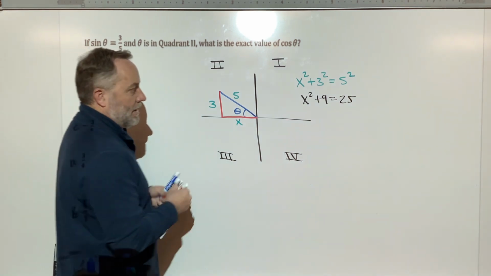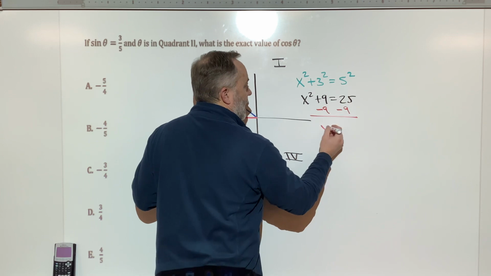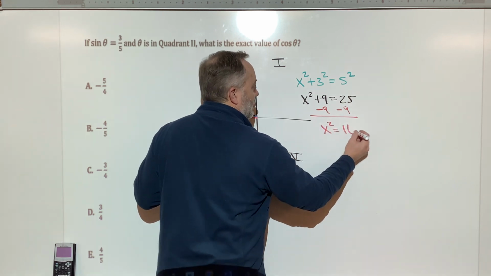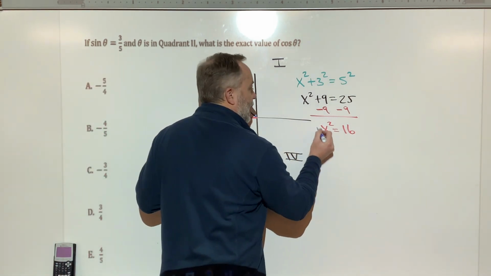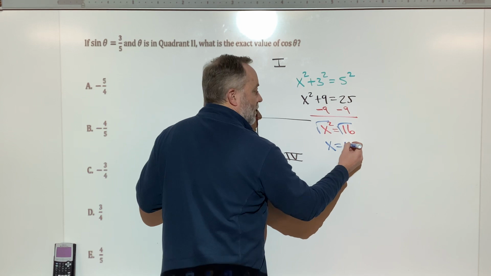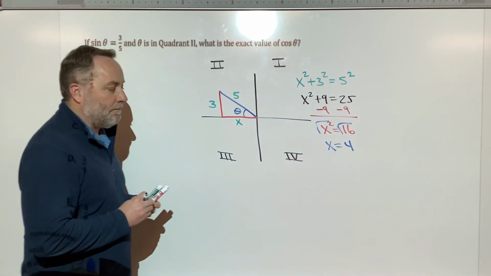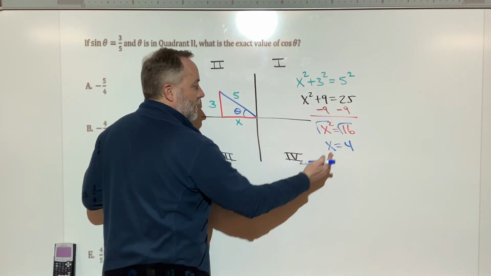Trying to solve for x, let's subtract 9 from both sides, leaving us with x squared is equal to 16. And then we take the square root of both sides to get x by itself, and we get x is equal to the square root of 16, which is 4. Okay, and really it can be plus or minus 4, positive or negative 4.